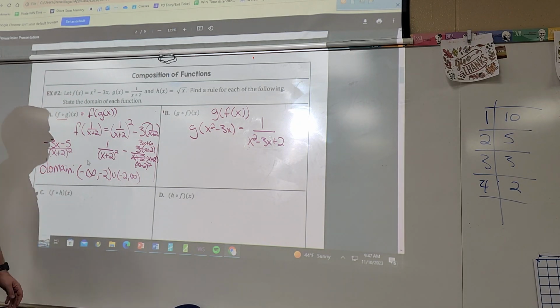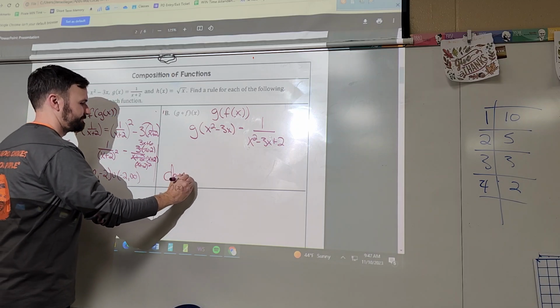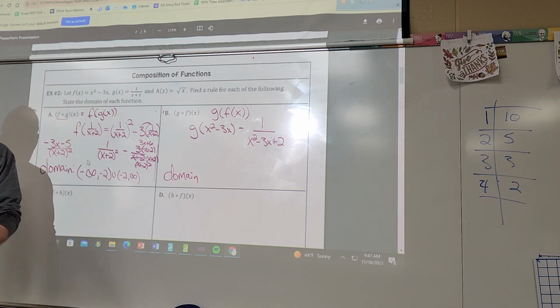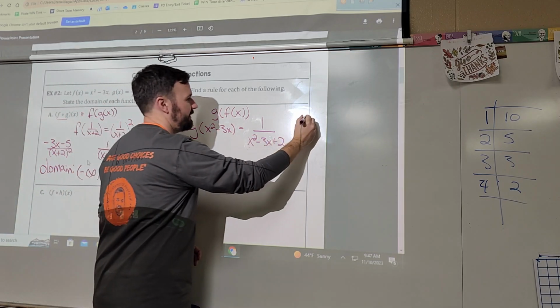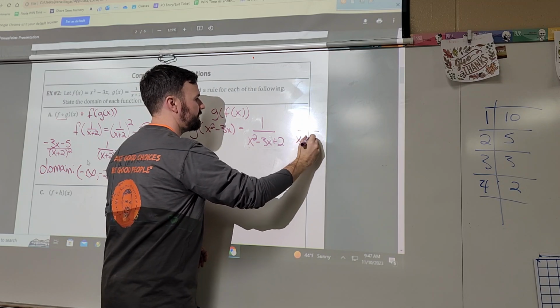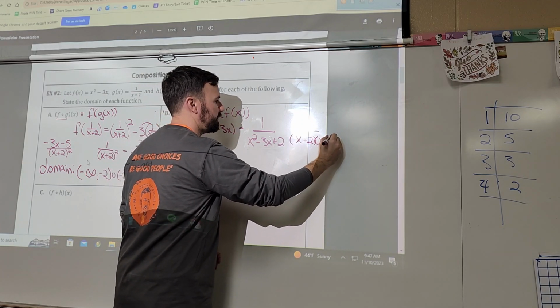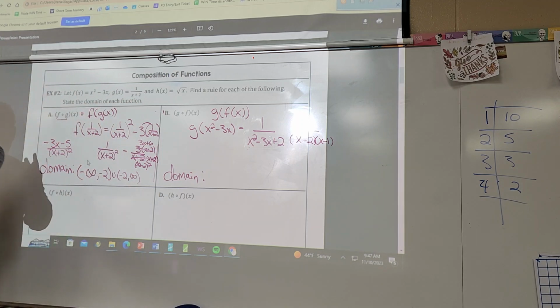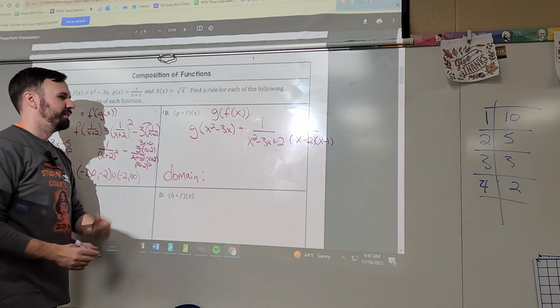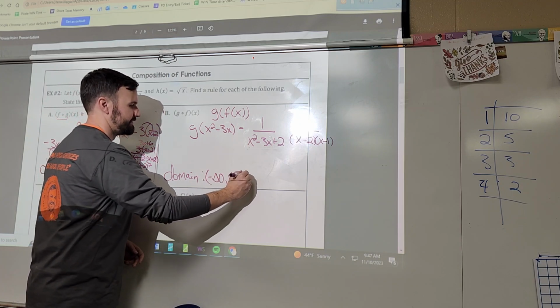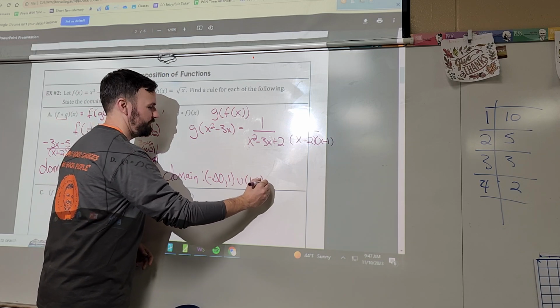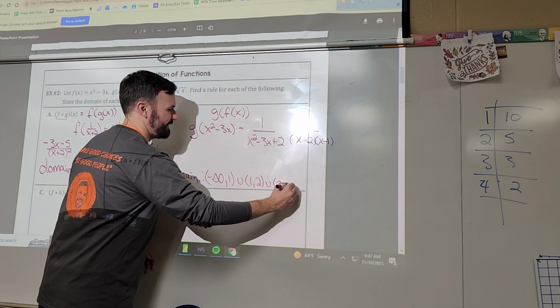Nothing to simplify. Uh-oh, but what about my domain? This is a nice review from Unit 1, actually. What do I do to my bottom? I got to factor it, right? So that becomes what? x minus 2, x minus 1, right? So what two numbers can't I plug in? 1 and 2. So I would go from negative infinity to 1, union 1 to 2, union 2 to infinity.